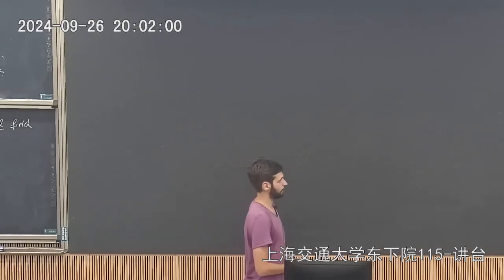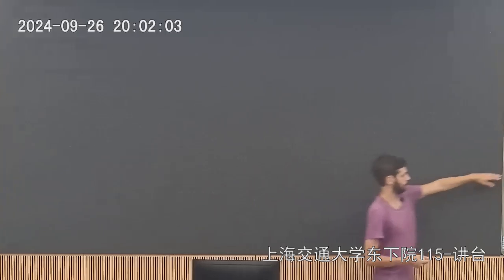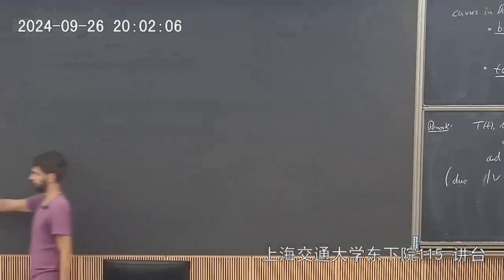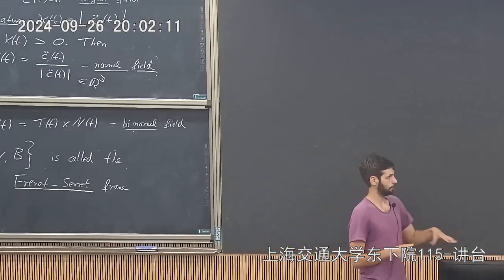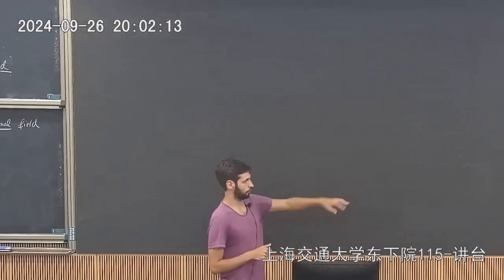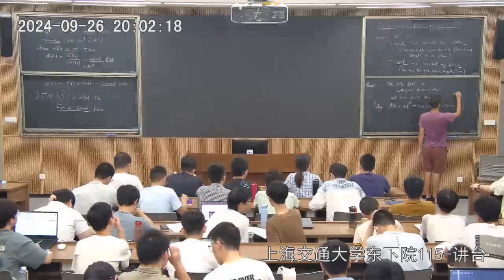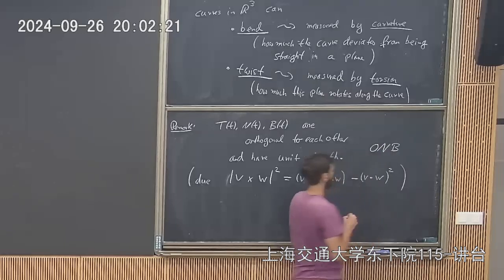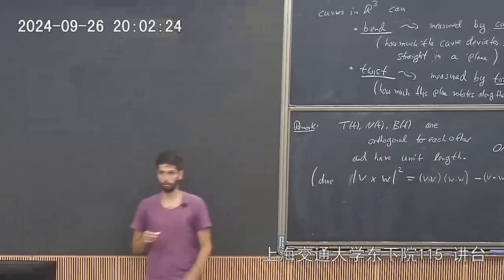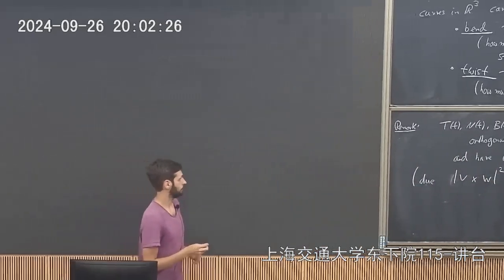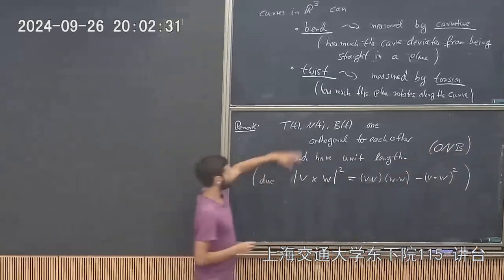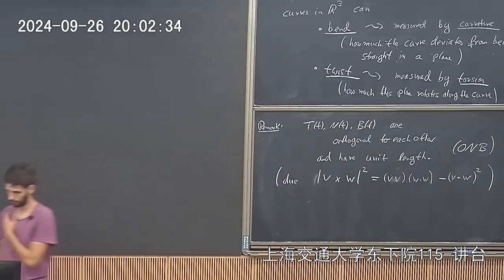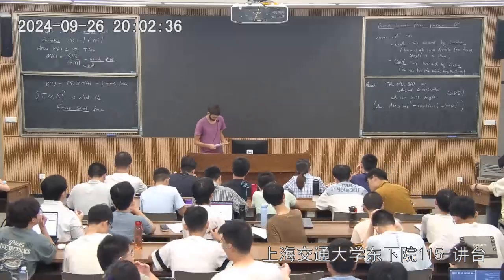So this remark justifies why we call it a frame. The name frame is usually reserved for something whose vectors are orthogonal to each other and have unit length. If you're a physicist, you probably have seen this notion as an orthonormal basis. If not, then it's also not important. It's just this definition that they are orthogonal to each other and have unit length.